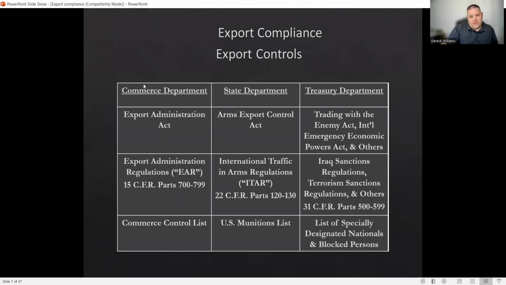When we talk about the 3 different departments, we've got this table that says which laws, governing regulations, and requirements are managed by each department. The Export Administration Act, Export Administration Regulations, and the Commerce Control List are all overseen by the Commerce Department. The Arms Export Control Act, ITAR, and the U.S. munitions list are governed by the State Department, and the Treasury Department oversees the Trading with the Enemy Act, the Iraqi sanctions regulations, terrorism sanctions, and a list of specially designated nationals and blocked persons.